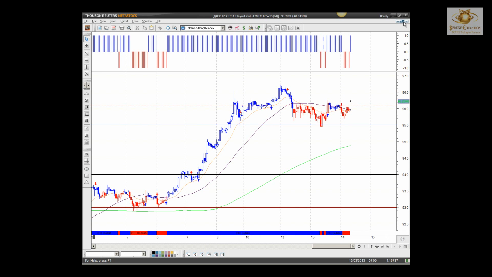Recently, long may continue as long as all the setup gives us all the indications that it's going to go further to the upside. Look for entry levels. Look at your money management. Have a look at what the indicators are telling you.